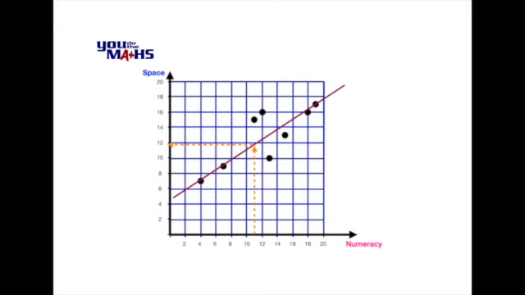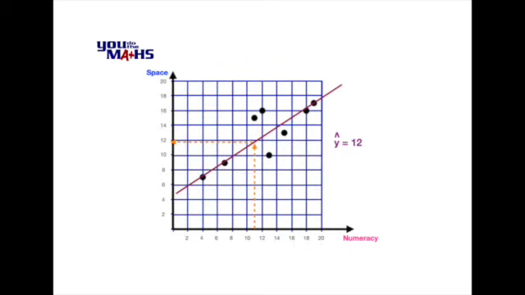score 12 in space. To show a predicted score, we use the notation y hat, and that basically means we're predicting for a y score, in this case space on the vertical axis, and we put a little symbol above that y, an upside down V, pronounced y hat, and that's our predicted score. In this case, y hat equals 12 based on a numeracy score of 11.